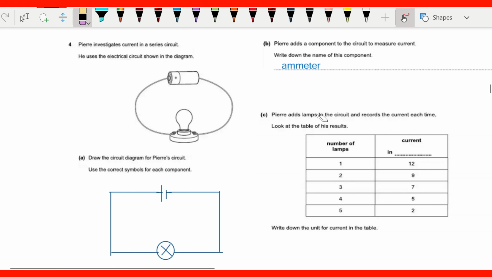Pierre adds a lamp to the circuit and records the current each time. Look at the table of his result. Number of lamp: 1, 2, 3, 4, 5, and current in blank: 12, 9, 7, 5, 2. Write down the unit for the current in the table.